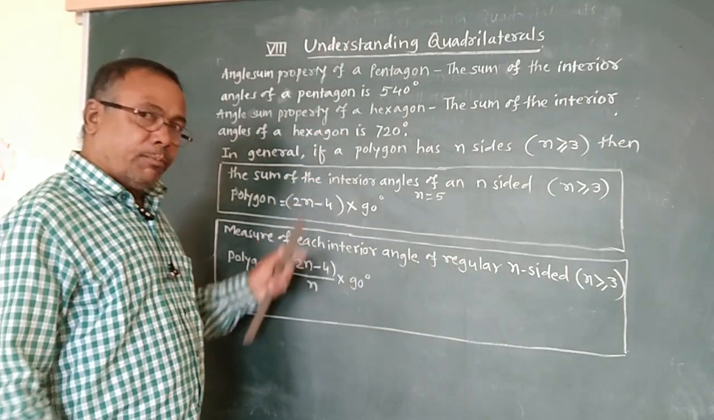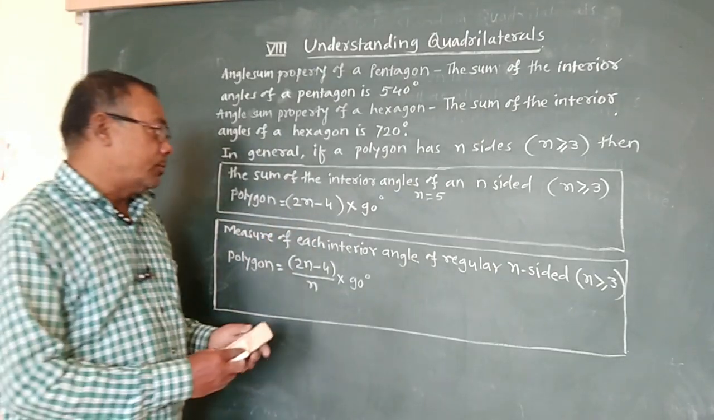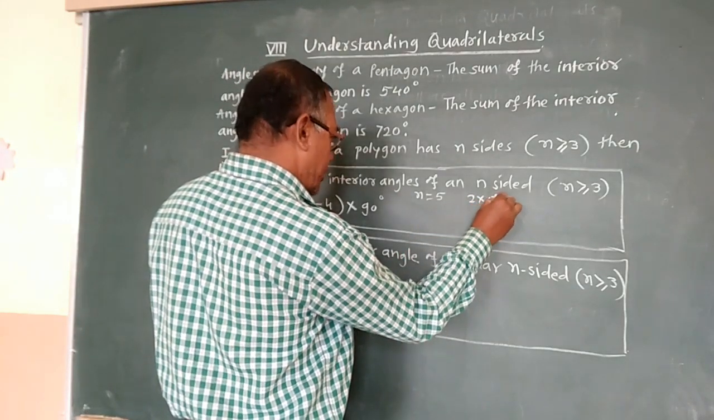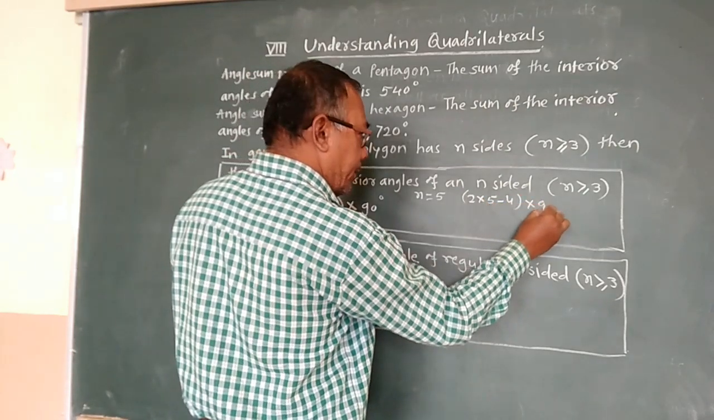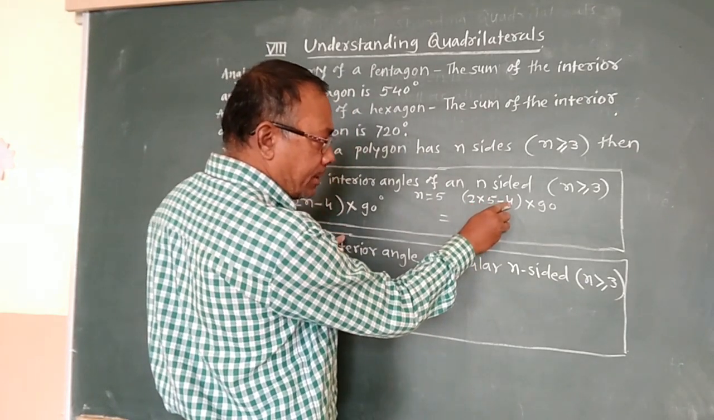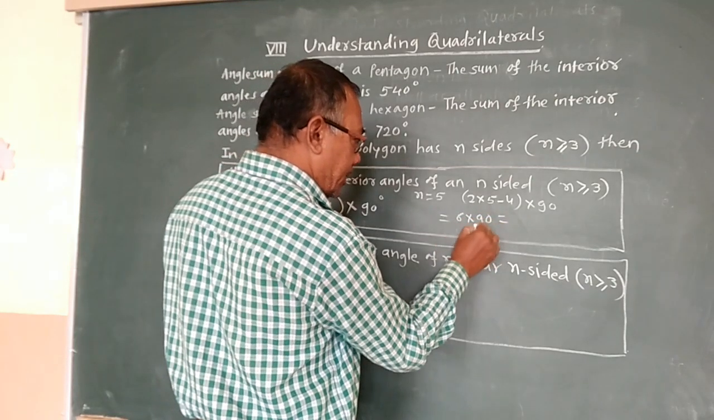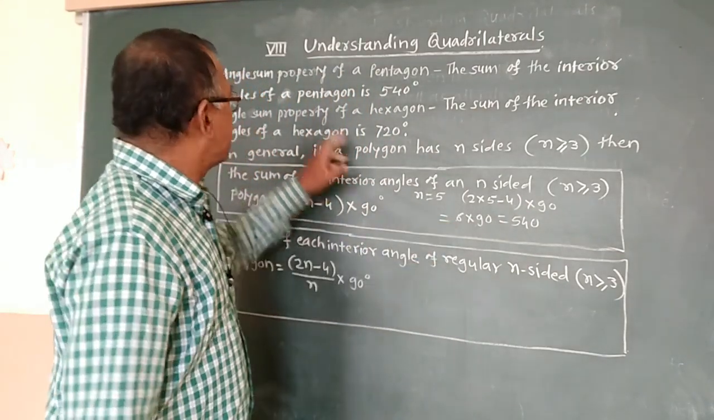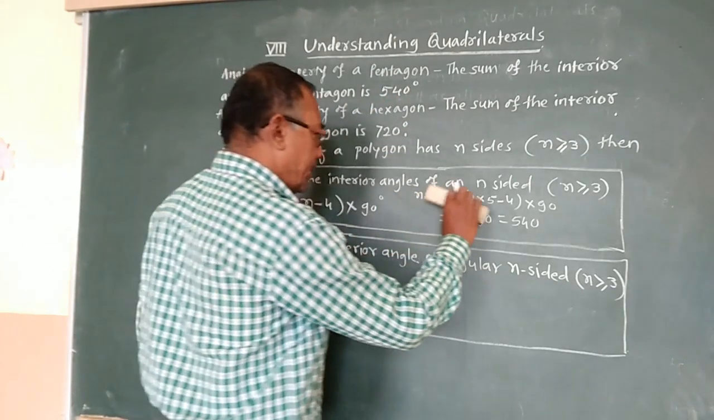Now if we put n is equal to 5, then we get (2 into 5 minus 4) into 90, and that is equal to, here 2 fives are 10, and 10 minus 4 is 6, so 6 into 90, and therefore it will be 540. So we know that the sum of the angles of a pentagon is 540 degrees.